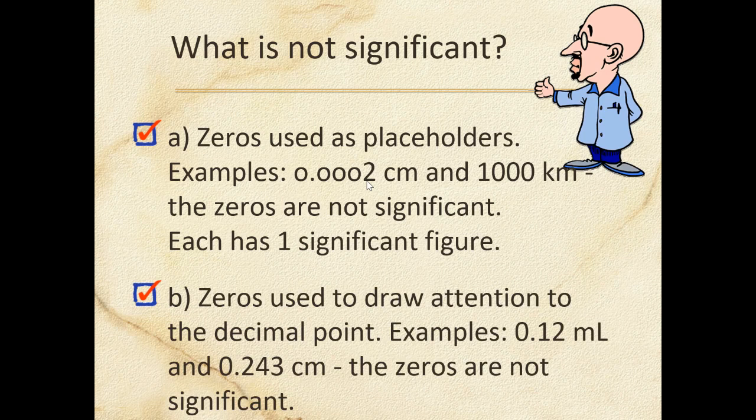Zeros used to draw attention to decimal points are also not significant. So when we put a 0 in front of a decimal place, like 0.12 milliliters, that 0 is not a significant figure. We're just using that as a placeholder. There are only 2 significant figures in that number. Additionally, in 0.234 centimeters, there are only 3 significant figures. The 0 does not count.